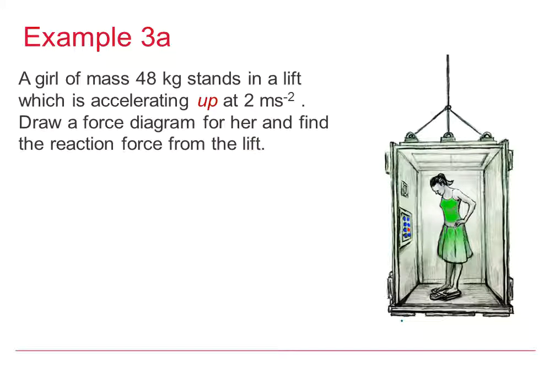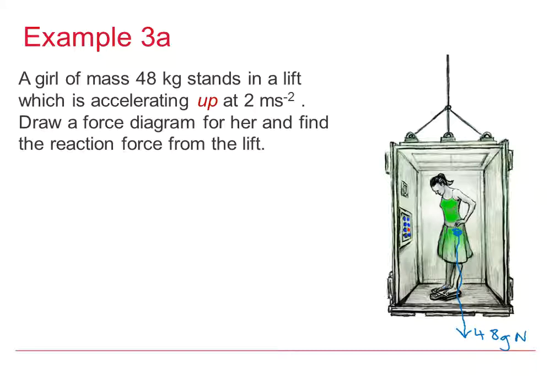In this example, we have a girl of mass 48 kilograms standing in a lift, and the lift is accelerating upwards at 2 meters per second squared. We've got to draw a force diagram and find the reaction force from the lift acting on the girl. So there's only two forces on the girl, the only two forces we need to consider. There's the weight of the girl acting straight down. So that's mass times gravity, so that's 48 times g newtons.